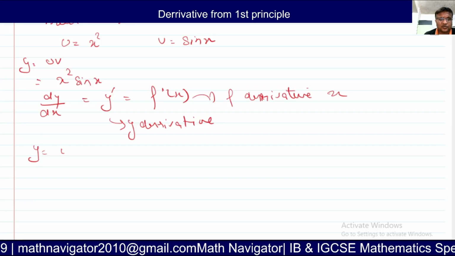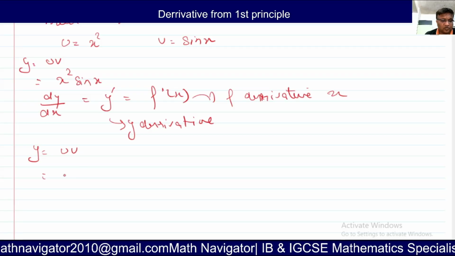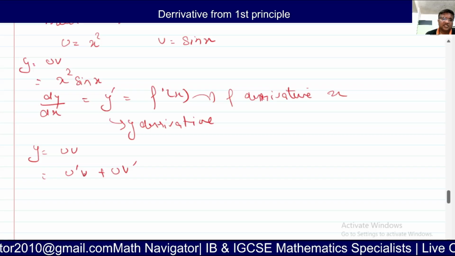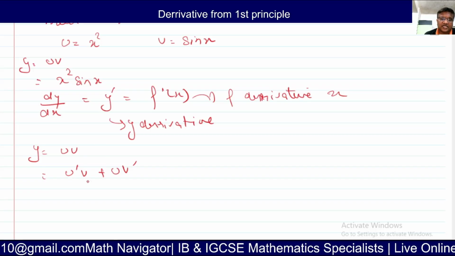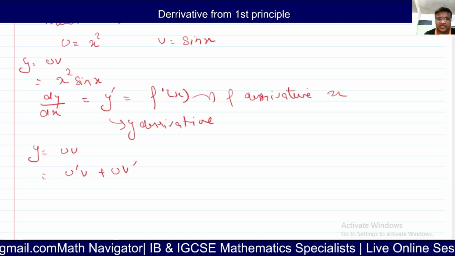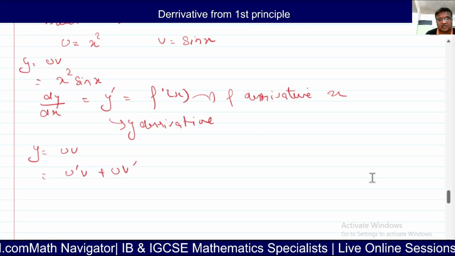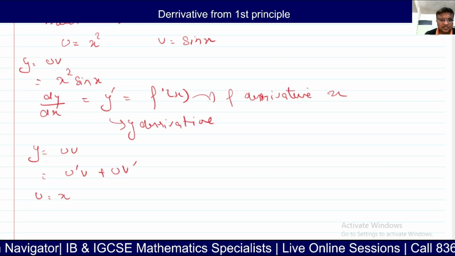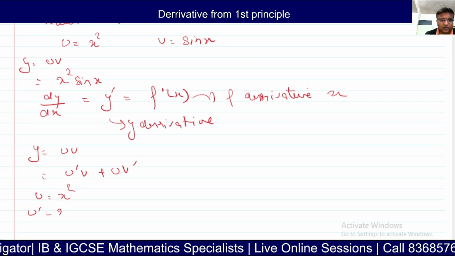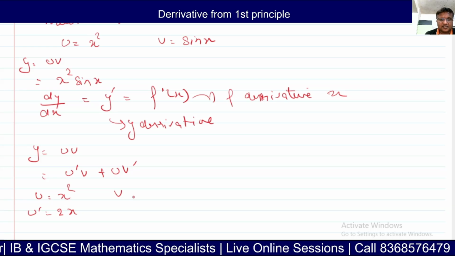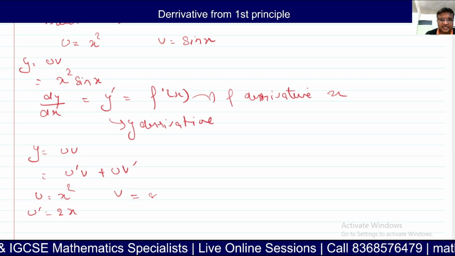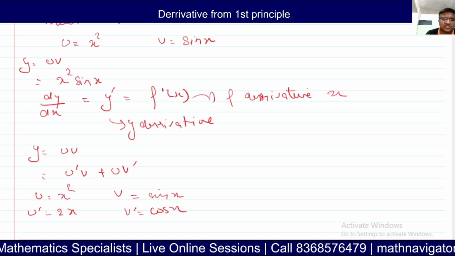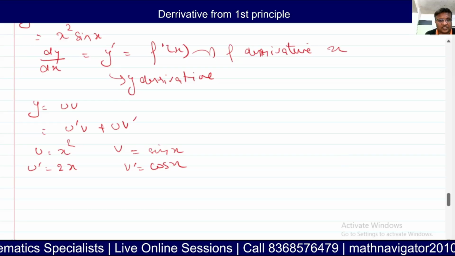So if I have y equal to uv, then we have a fixed formula: u derivative v plus u v derivative. That means I need u derivative, I need v, I need u, and I need v derivative. So if my u is x squared, my u derivative will become 2x. If my v is sine x, my v derivative becomes cos x. So I just need to sub it in the formula. Again, this formula is given in the formula booklet.